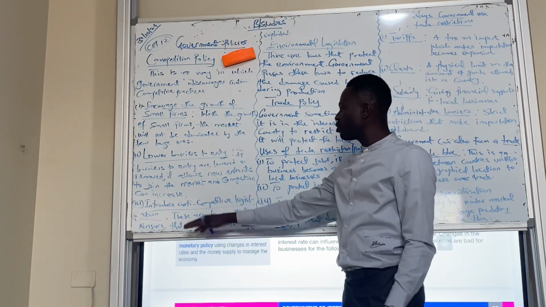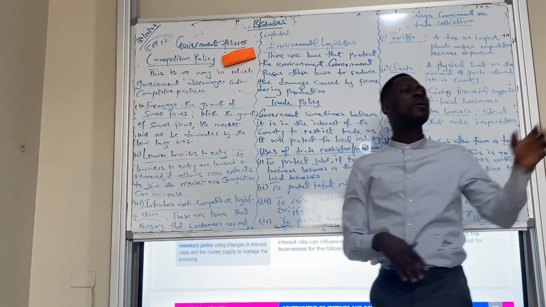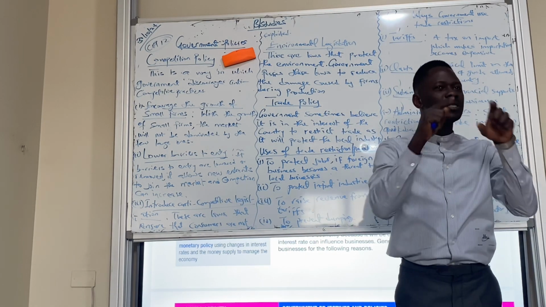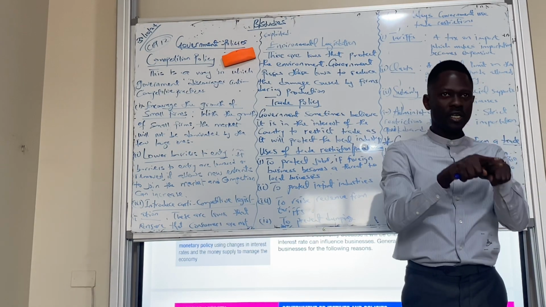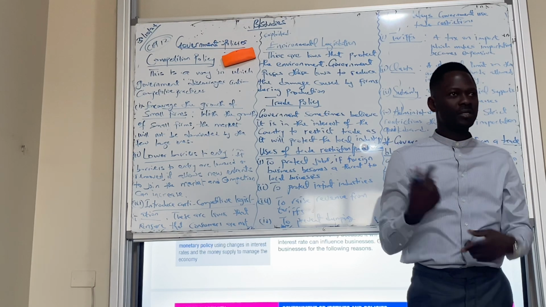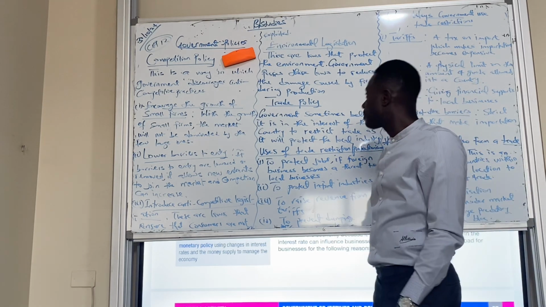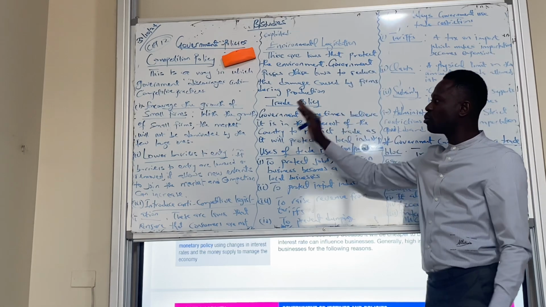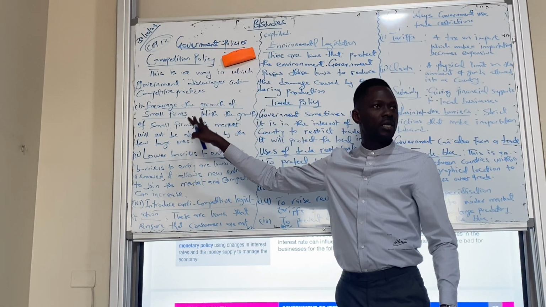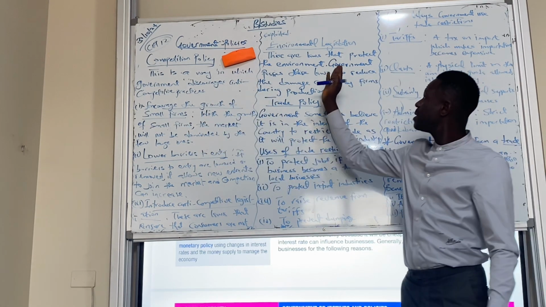The third one, introduce anti-competitive legislation. Government will come up with laws that will discourage mergers and cartels. Is it clear? Is it clear, please? Yes. Then we'll go to environmental legislation. We're done with competition policy. Now we're going to environmental legislation.